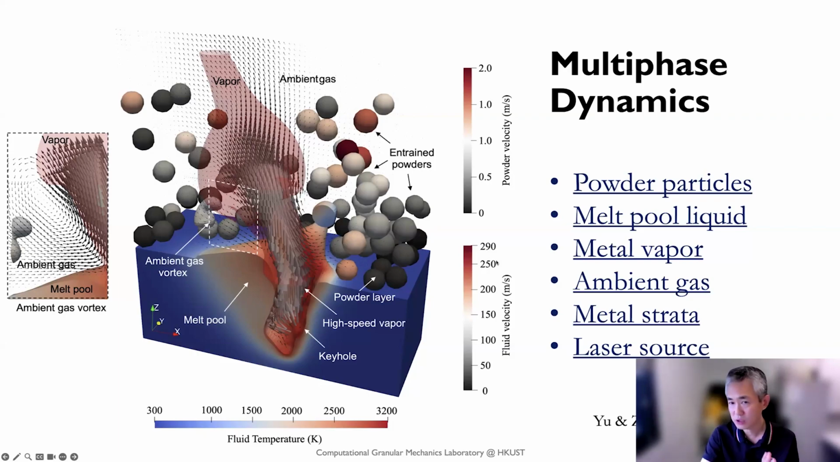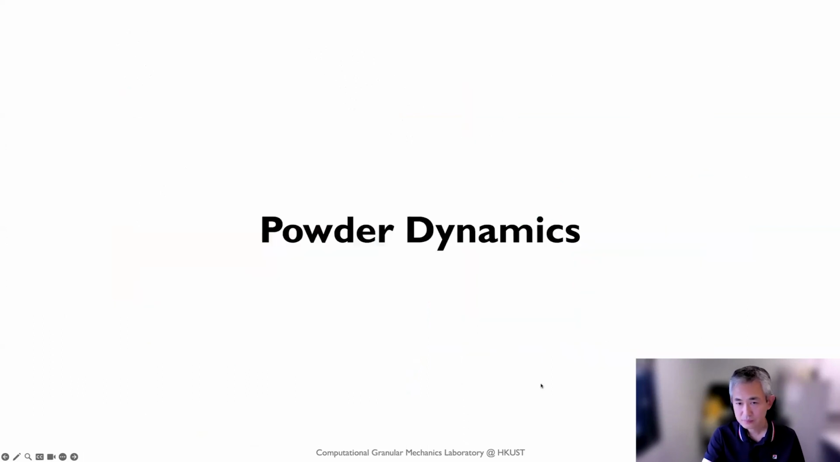Essentially, we need to seriously consider the powder particles, metal pool liquid, metal vapor, ambient gas, metal substrate, and the laser source. Those are the different phases here. This can be captured in such a model. Now let's specifically look at the different aspects of this printing process.